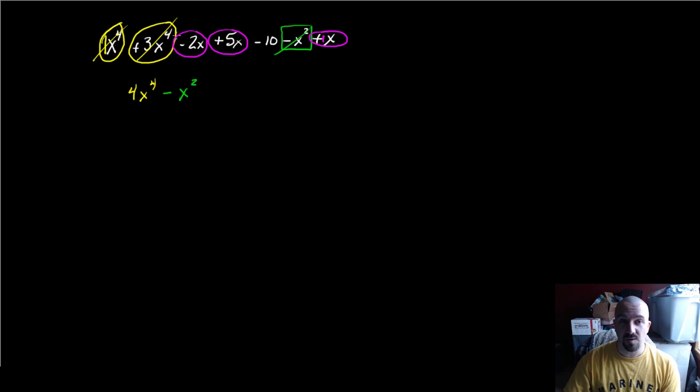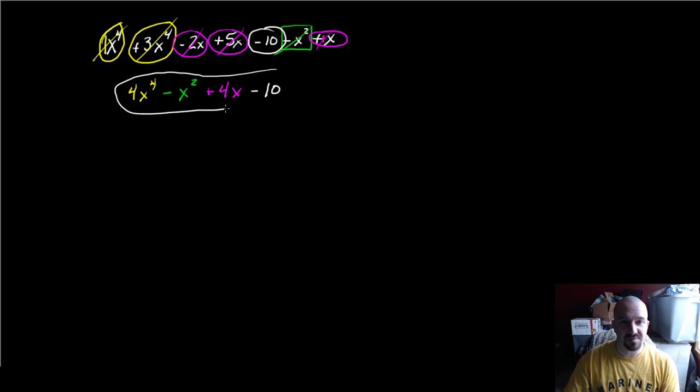So instead of negative 2 plus 5, I'm going to say, what is 5 minus 2? And it's 3, plus 1 for 4. So this is plus 4x. And those are done. And then finally, I have this minus 10. There's no other term that goes with it, so you just cram him onto the end.